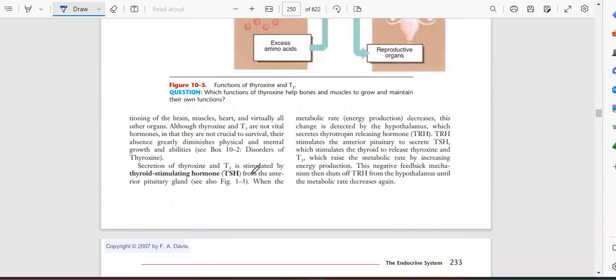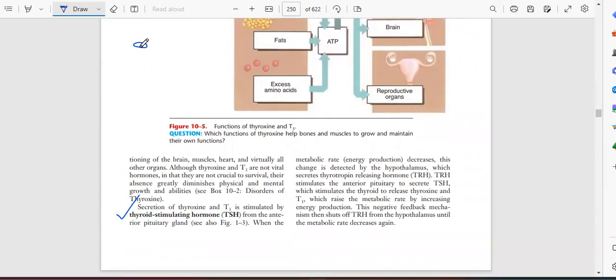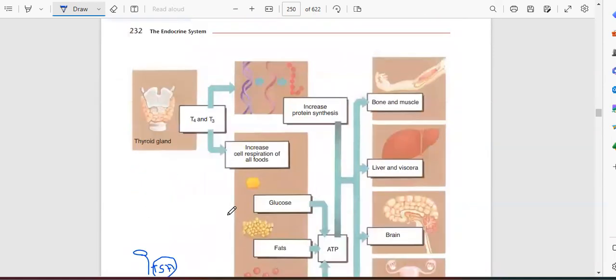Secretion of thyroxine and T3 is stimulated by the thyroid stimulating hormone. We know that the pituitary gland releases TSH. So after the release of TSH only, the thyroid gland will release its hormones.